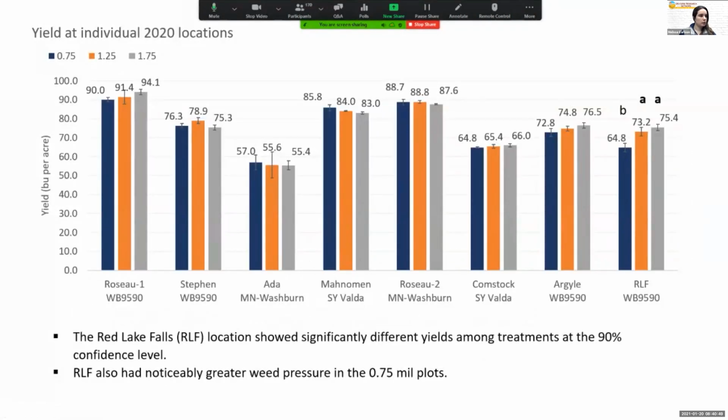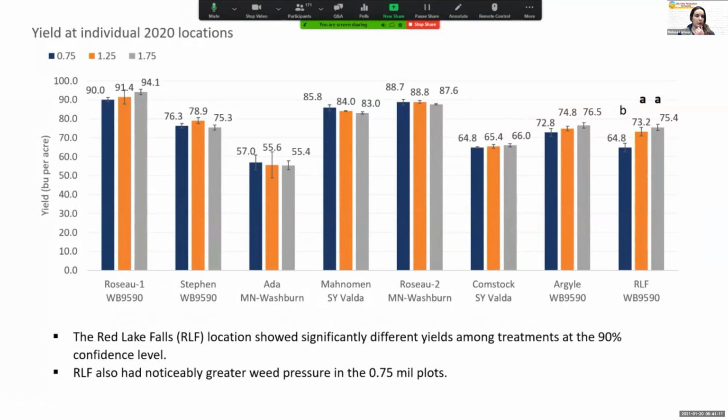And so we'll look at some of our basic 2020 data here for a little bit, and then we've got some new economic analyses that we're able to get some outside help with that I think you guys will find interesting. But first, just to take a look at yield from our 2020 locations.